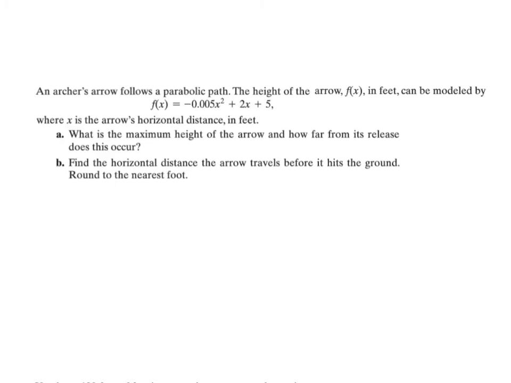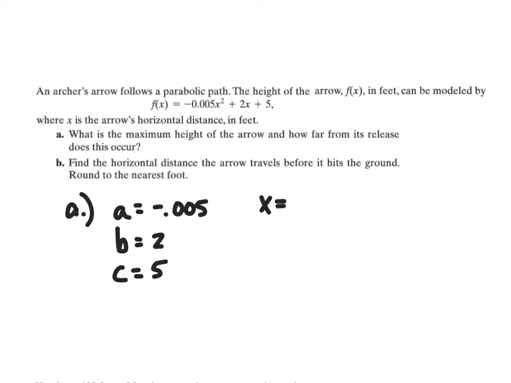So in part A, it just wants us to find the vertex. So what we're going to do is identify our A value, our B value, and our C value. A is equal to negative 0.005, B is equal to 2, and C is equal to 5. So what I want to do is find x, the x value at which we have a vertex, and that's x equals opposite B over 2A. So I'm going to plug these values in. I'm going to get x is equal to opposite B, so minus 2, over 2 times negative 0.005.